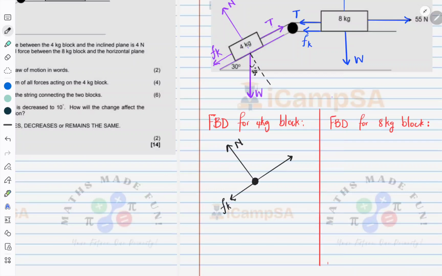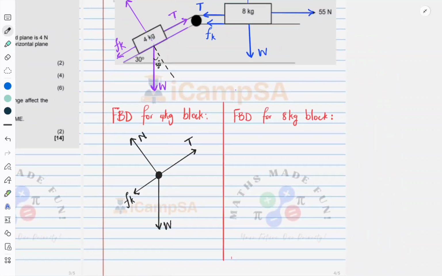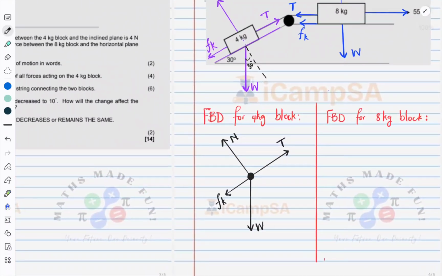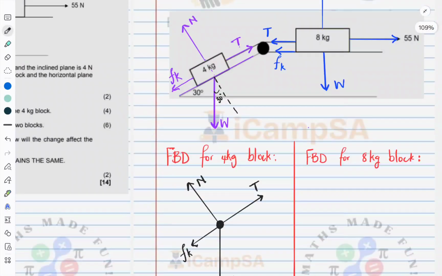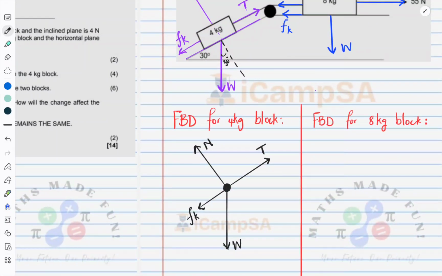And then now you have your weight going downwards, straight down. Then tension. Right, so now you have all these forces that were mentioned in the problem statement. So let's go for the 8 kilogram block now.